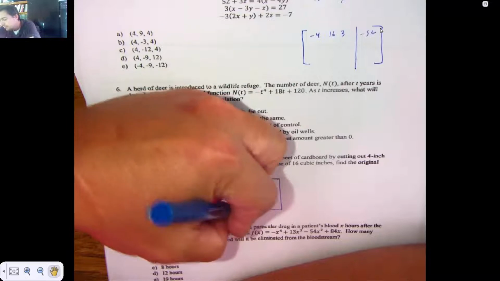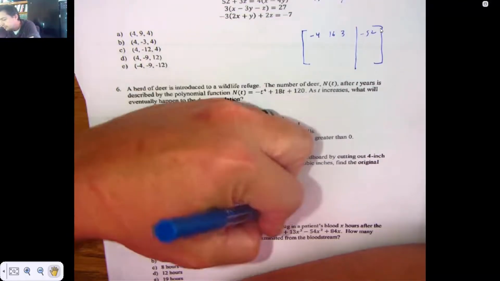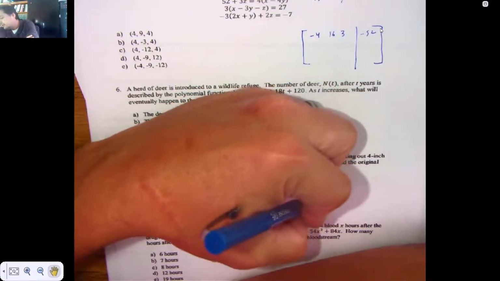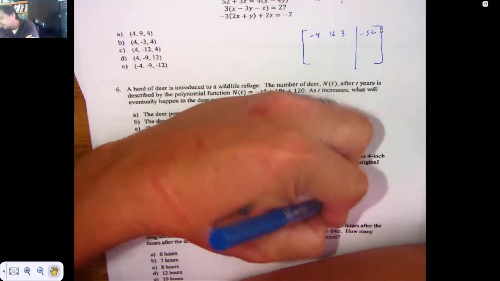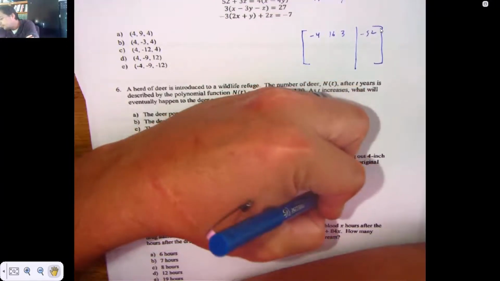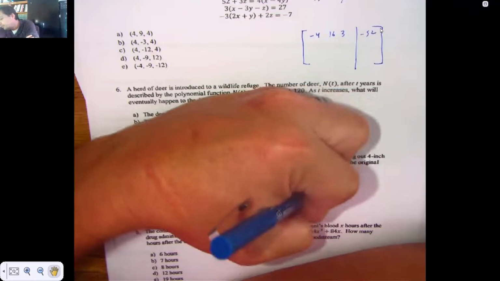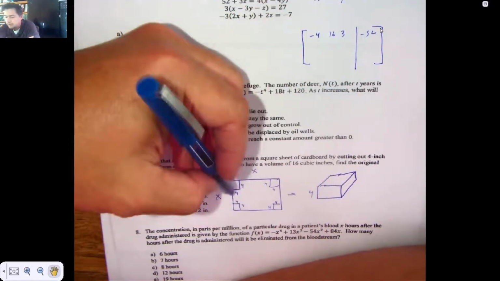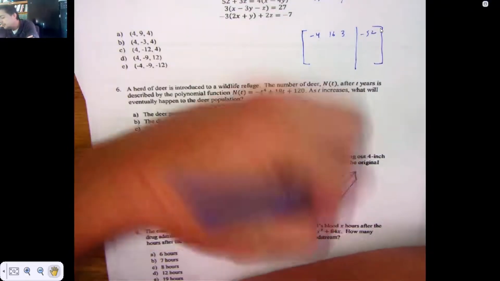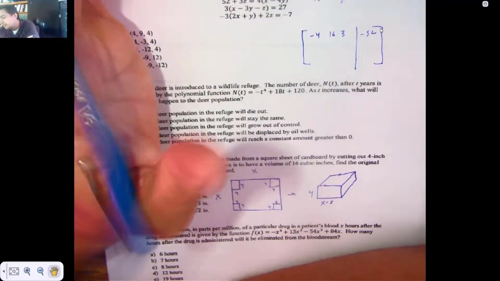4, 4, 4, 4. When I do that, I'm going to create a box that looks something like this. It's going to be 4 inches tall. I took away 4 inches from each corner, which means that I took away 8 inches from each side.